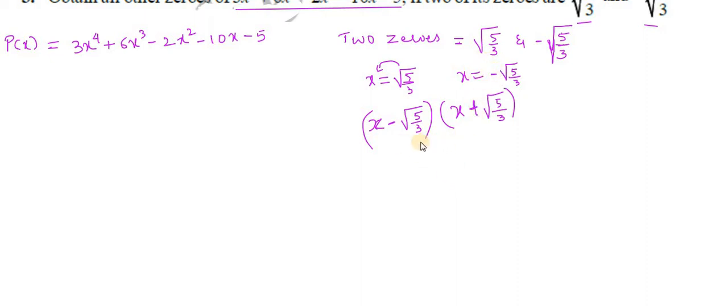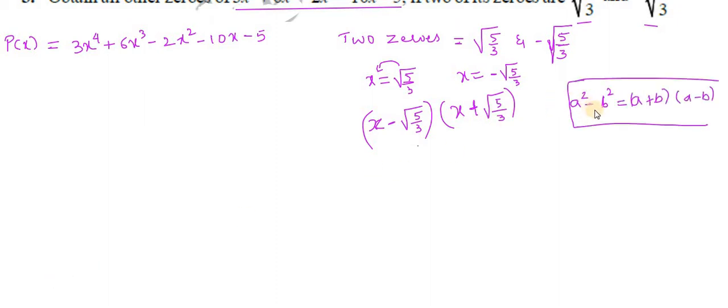Okay, now can you tell me which form this is in? Just recall the identities you have studied in your previous grades. Do you know anything about a square minus b square? Do you remember this identity, a square minus b square, which is equal to a plus b into a minus b? Does this look the same? Here it is a minus b into a plus b. Can we write this as a square minus b square? Yes, we'll try to write that.